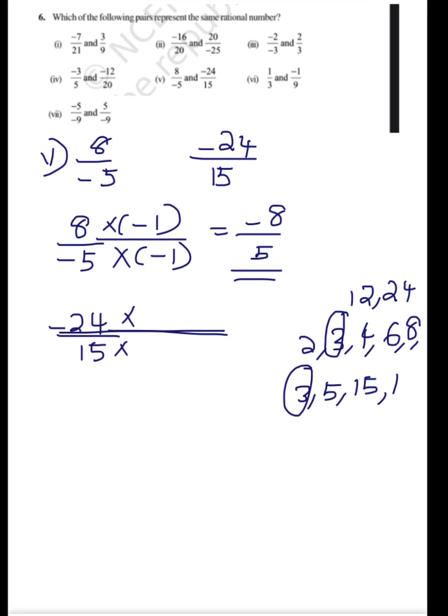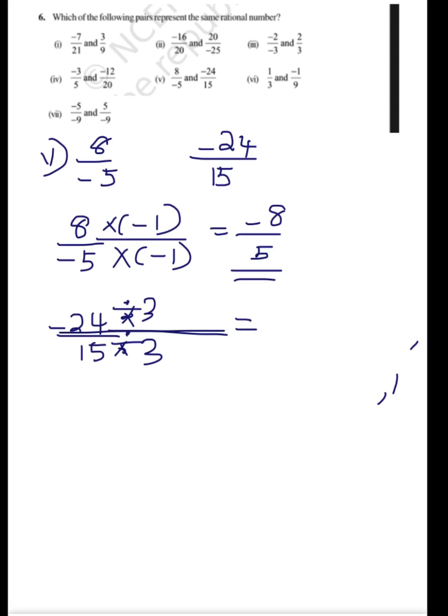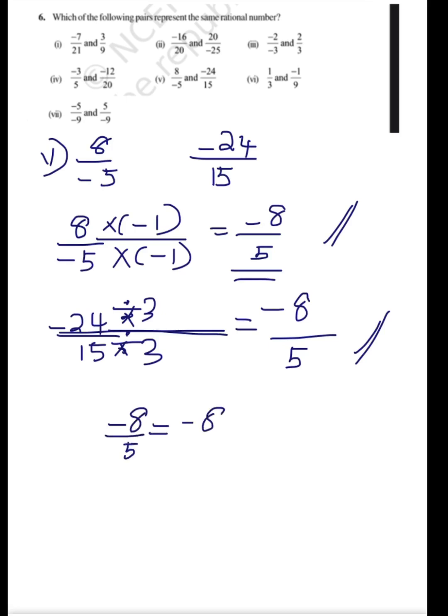So you have to divide both with what? 4. Sorry, 3. You have to divide both 24 and 15 using 3. Then what will not multiply? You have to divide. Okay. So 24 divided by 3. What is 24 divided by 3? 24 divided by 3 means it's 8. Okay. Minus 24 divided by 3 means minus 8. What is 15 divided by 3? It's 5. So minus 8 by 5. So here also minus 8 by 5. So minus 8 by 5, which is equal to minus 8 by 5. So both represent the same rational number.